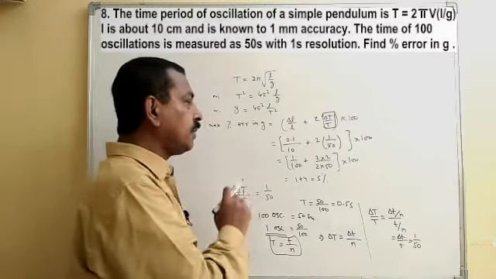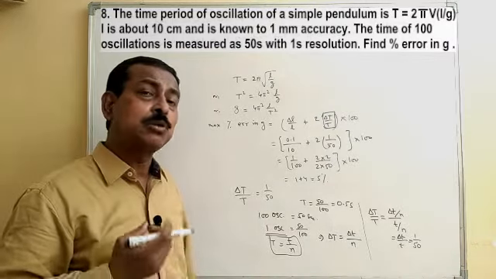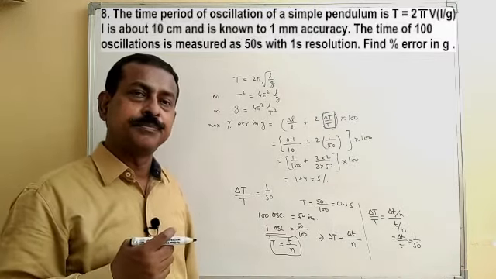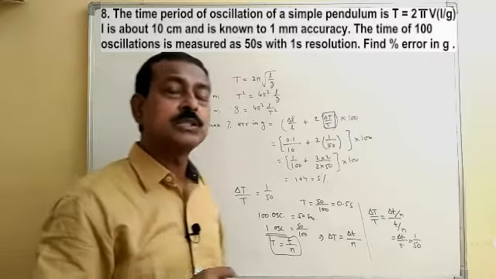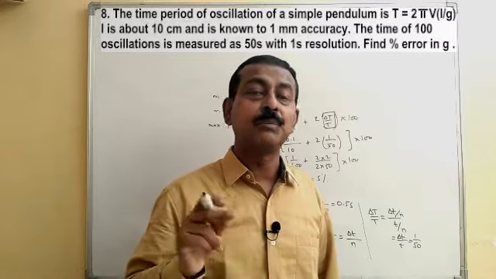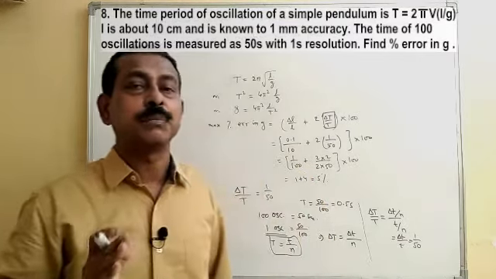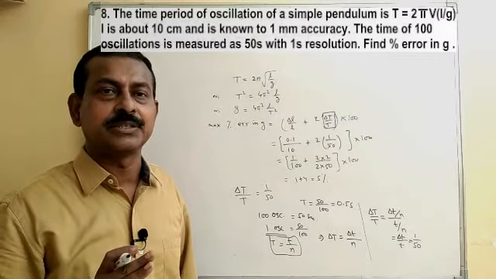Okay. One more thing you remember, many times it is asked what is the accuracy in the measurement. So for the same question, if it is asked what is the accuracy in the measurement of g, it will be 100 minus 5 because the error is 5%. So the accuracy in the measurement will be 95%.